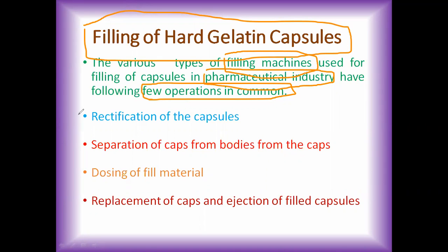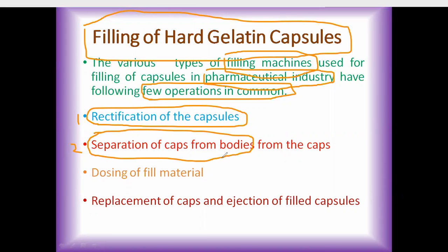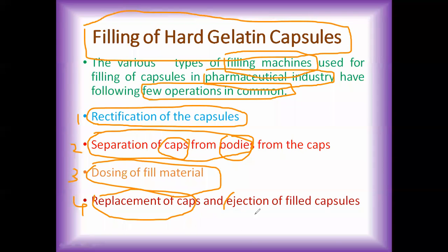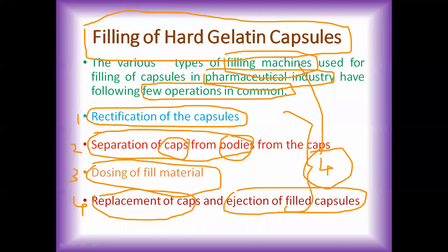So it includes, firstly, the rectification of capsules, second, separation of caps and bodies, third, dosing of filling material, and fourth, replacement of caps and ejection of the filled capsule. So these are the four common operations which you can see in any capsule filling machine.